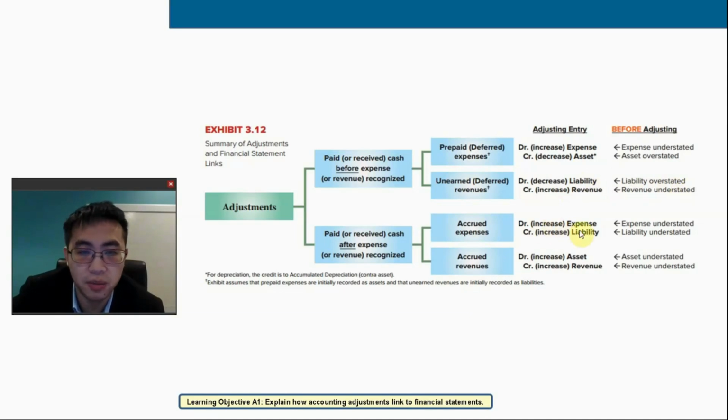For accrued expenses, when there's more expense being accrued, then that means before adjusting, your expense is lower. So that means your expense is understated, right? And for liabilities, it will increase as more and more accrual expenses add up. Then the liability will increase later. But for now, the liability is lower. It's called an understatement. So you can develop the same story for the assets and the revenue before adjusting this accrued revenue.